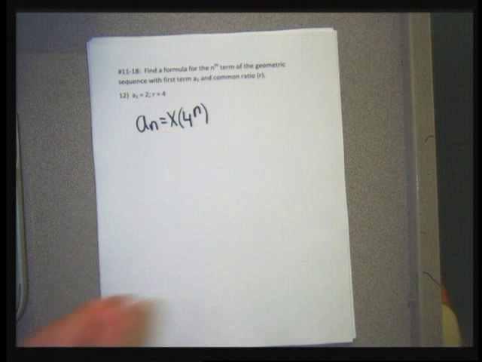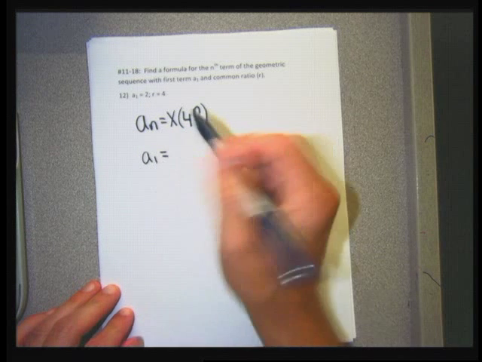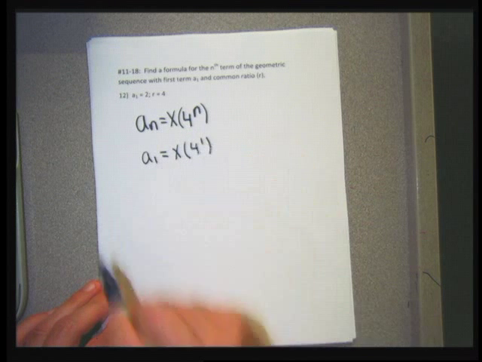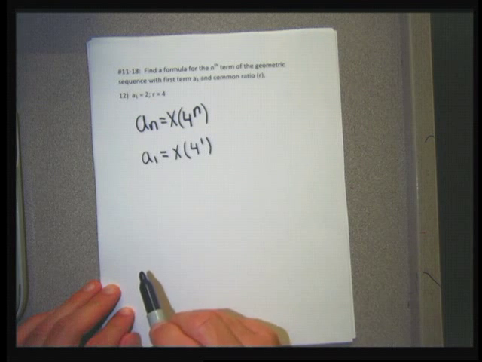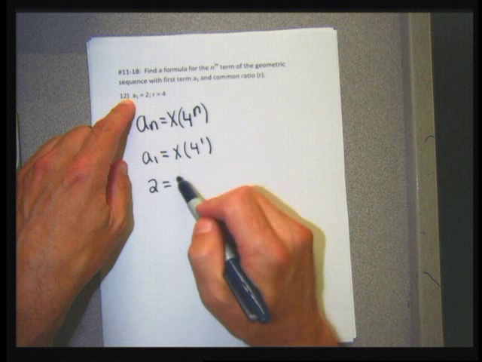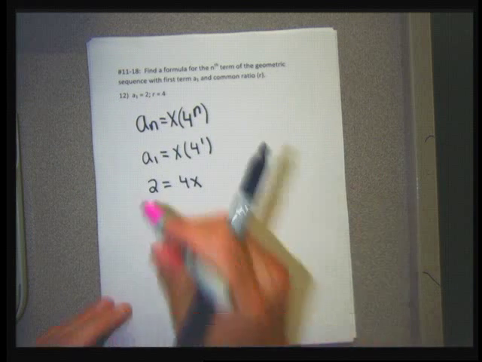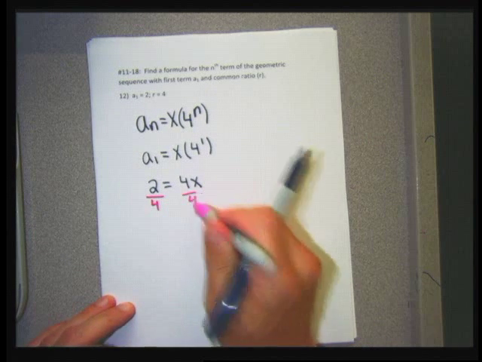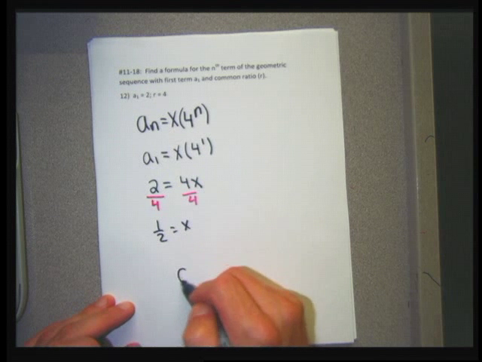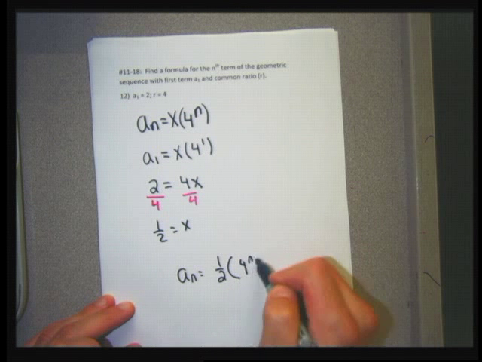I'm going to solve for x by just doing what we did previously. I'm going to plug in 1 for n, and this is going to give me a sub 1 equals x times 4 to the first power. A sub 1 is 2, so this gives me 2 equals x times 4, which I'm going to write as 4x. I'm going to divide both sides by 4. I'm going to get 1/2 equals x. I claim that this sequence, a sub n equals 1/2 times 4 to the n power.